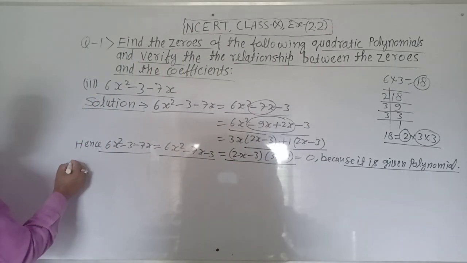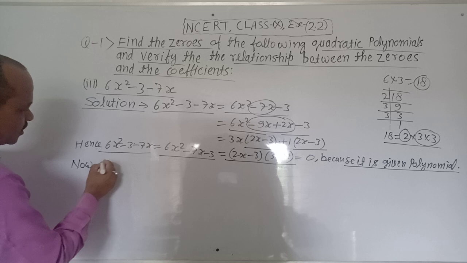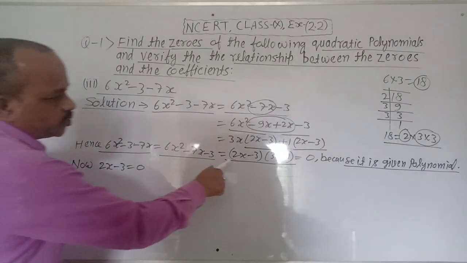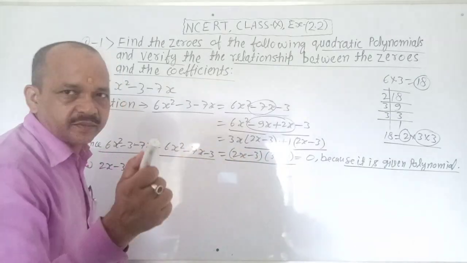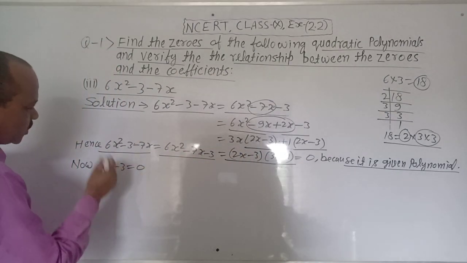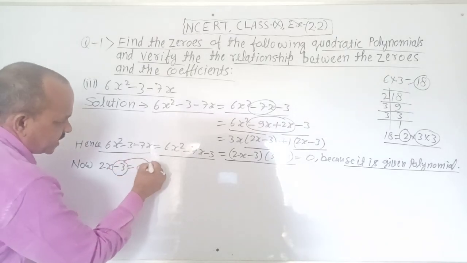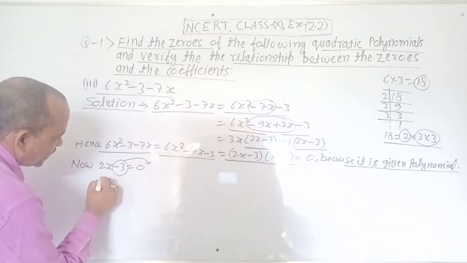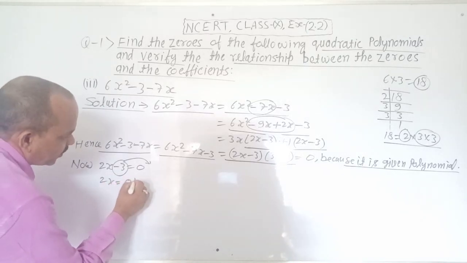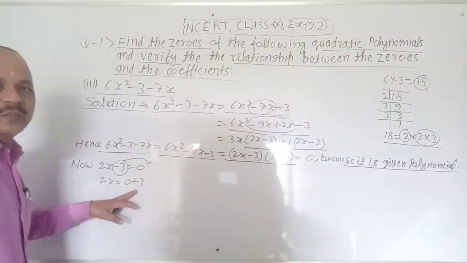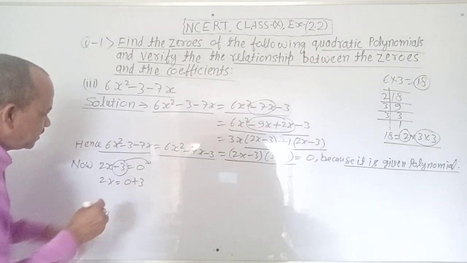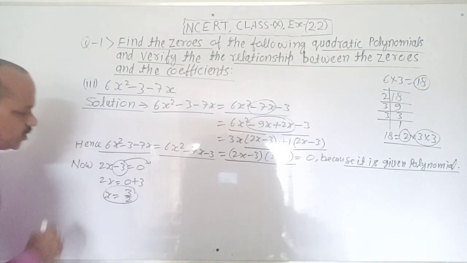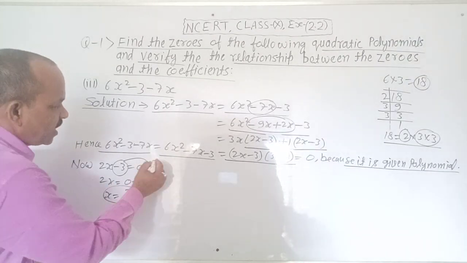Now (2x minus 3) equal to 0. Here 2x minus 3 and here 3x plus 1. You can write 2x minus 3 equal to 0. You can write -3 on right side of equal. It becomes 2x equal to 0 plus 3. Here -3 become plus 3. Clear? You can write x equal to 3 by 2. You find x equal to 3 by 2.